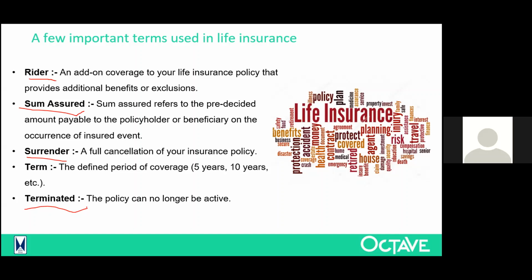Awesome. And one last important term is the word term. What I mean by term is the defined period of coverage. I think we discussed that when you are having a policy, initially you decide how long you want your coverage for. It can be 5 years, 10 years, 15, 25, it all depends on you. The period of coverage, the word we use for that is term.